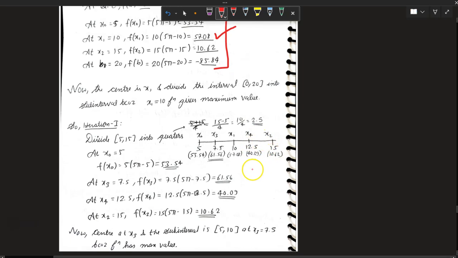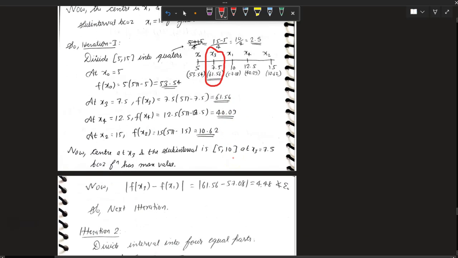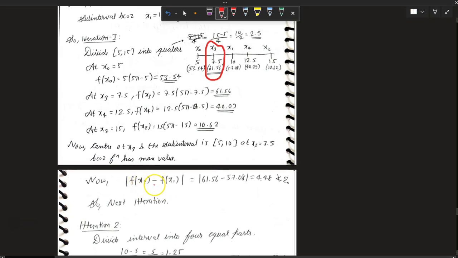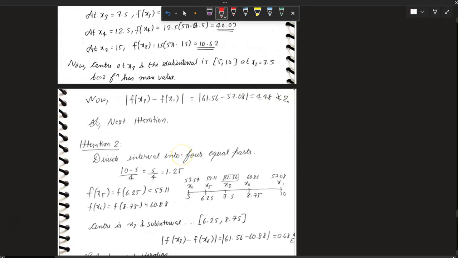Like that only you have to do, and find all the function values at these points and see which value is maximum. At x3 you will get 61.56, so this is the maximum. The second maximum point is 57.08. Now 61.56 minus 57.08 gives 4.48, which is not close to epsilon naught. So you will do the next iteration.